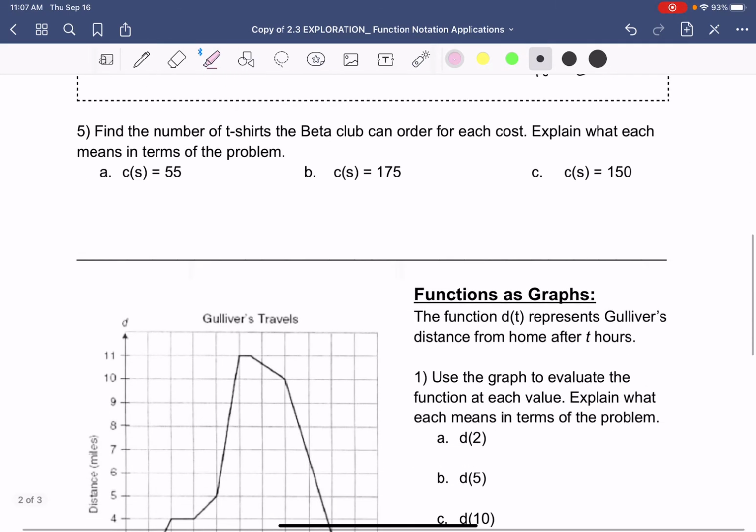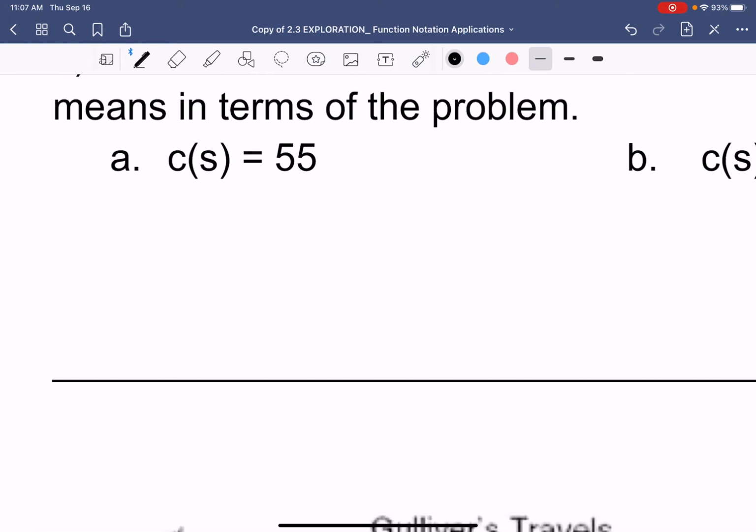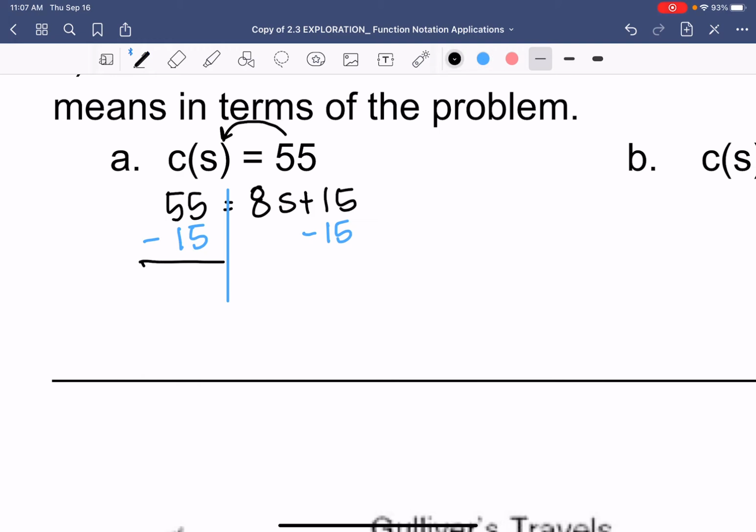All right, so let's do examples. Find the number of T-shirts that Beta can order for each cost. Explain what each term means. Okay, so the cost of shirts is 55. So I'm replacing the cost of shirts with the number 55. So it's 55 equals 8S plus 15. I'm solving, so I'm going to subtract 15. I'm left with 40 equals 8S, and then I divide off the 8.